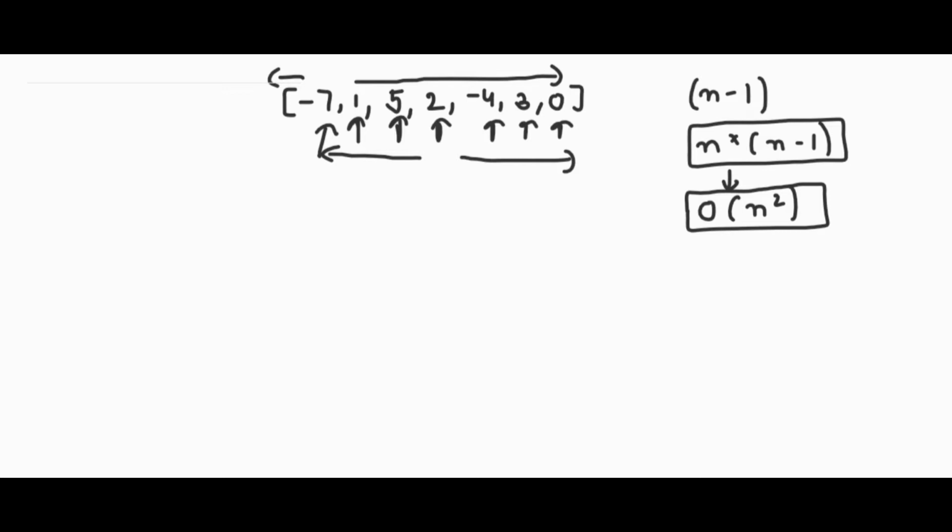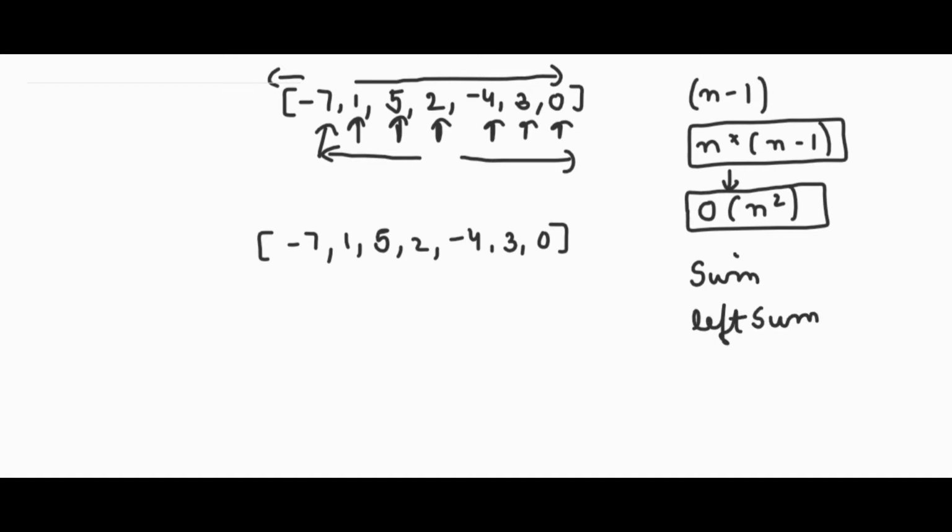So let's take the same example: -7, 1, 5, 2, -4, 3 and 0. In this example, we will take two variables, sum and left sum. This sum is representing the total sum of the array initially, right? Which is minus 7 plus 1 plus 5 plus 2 minus 4 plus 3 plus 0, which is equal to 0 in this case, right?